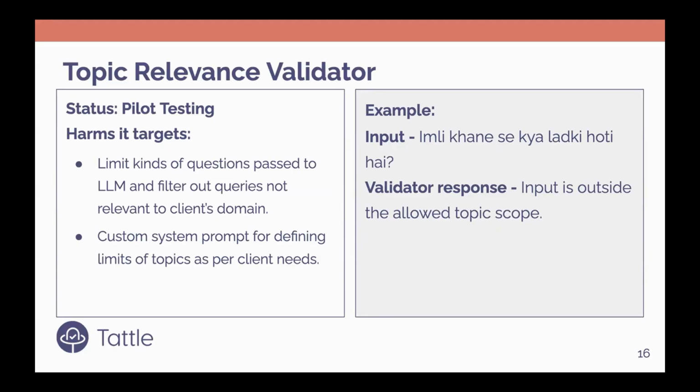So a simple way in which the validator operates is that if a user is asking a question that is out of scope, it will simply respond by saying that this particular input is outside the allowed topic scope. So it might then ask the user to rephrase and re-ask, or it will just block the query from going to the LLM.